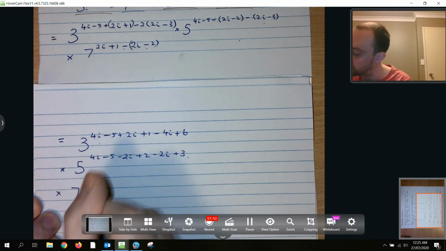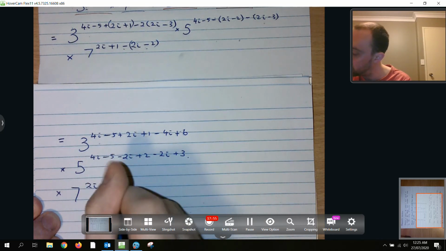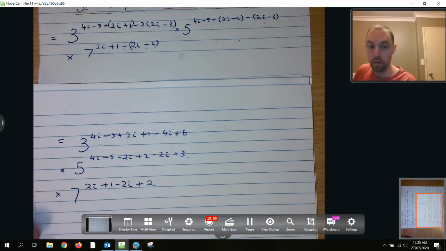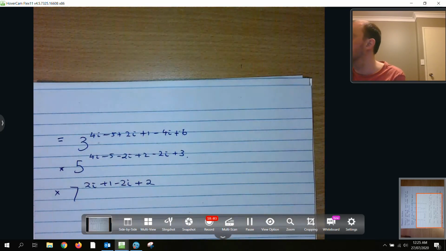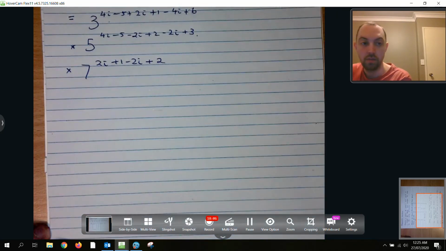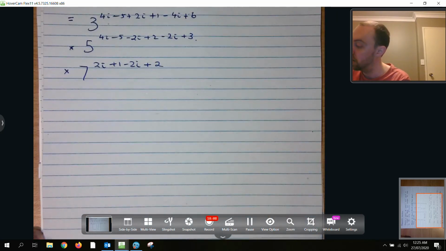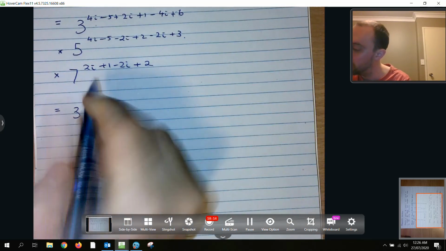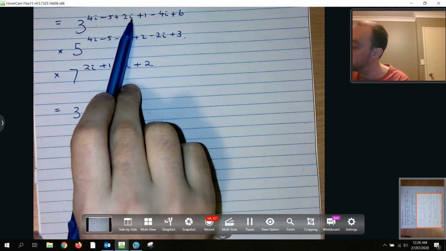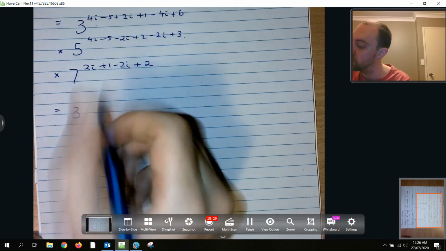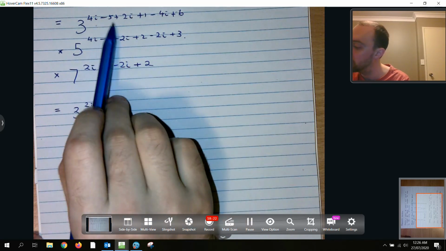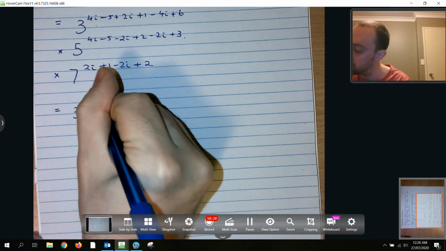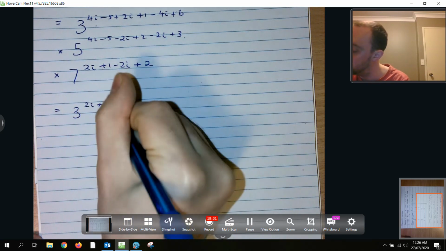And lastly, the 7s. 2i, add 1, take 2i, add 2. Okay, there's that one now. Final cleanup, collect like terms. 4i plus 2i take 4i, 4i and 4i cancels, leaving just 2i, take 5, add 1, so we've got 7, take 5, which is positive 2.